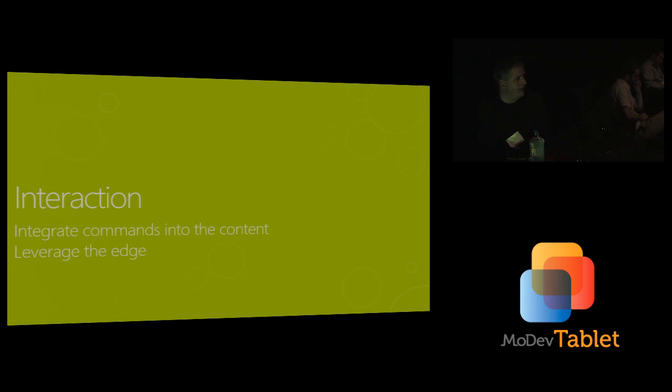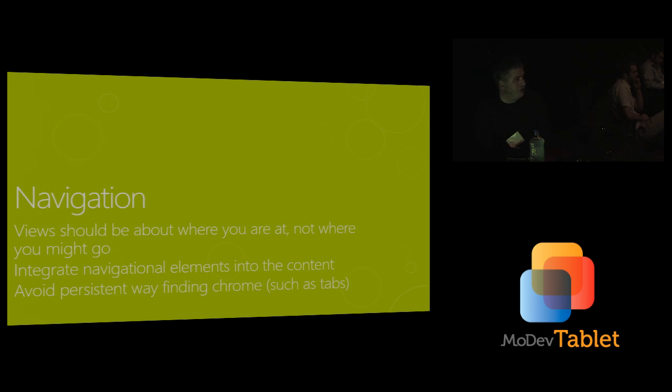So we talked a little bit about integrating commands into the content and leveraging the edge. You saw what I talked about with direct manipulation in terms of how I navigated through photos or how I would actually leverage the edge of the screen. And you saw how I would provide commands contextually as well, right? So they would only appear when I need them. Navigation is the same thing that we think about with that. So we're focused on where we are and not where we might need to go, and integrating those navigational elements into the content.